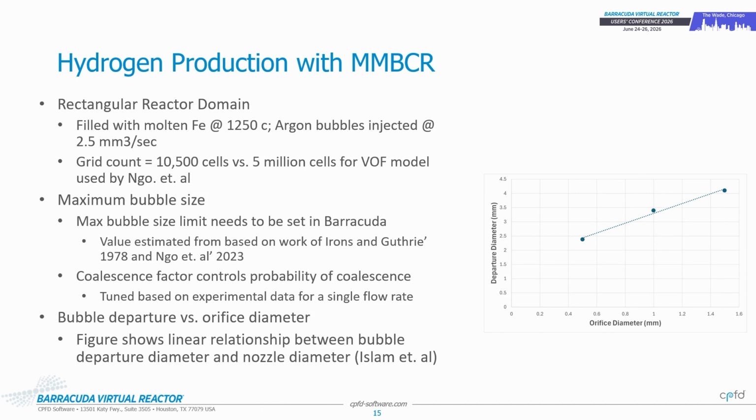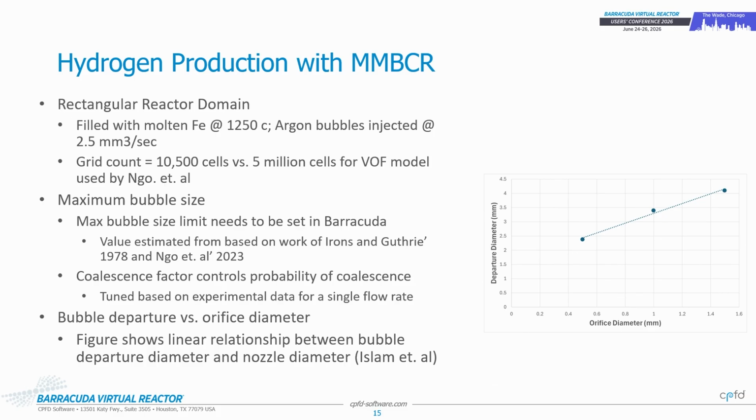All right, there are a few interesting things I want to point out in here. Firstly, in this particular case, in our example, we basically have about 10,500 cells. Oh, and this is a molten ferrous bath, and we're injecting argon bubbles in this. Barracuda simulation has about 10,500 cells. The paper that I'm following here uses a VOF model. It had 5 million cells in its case.